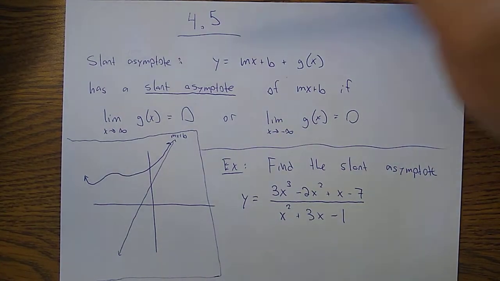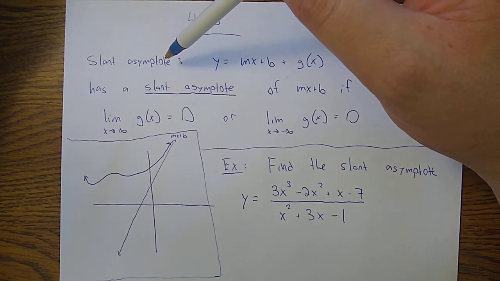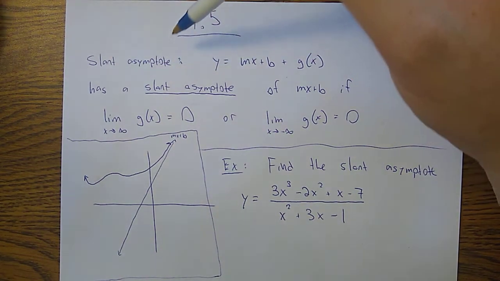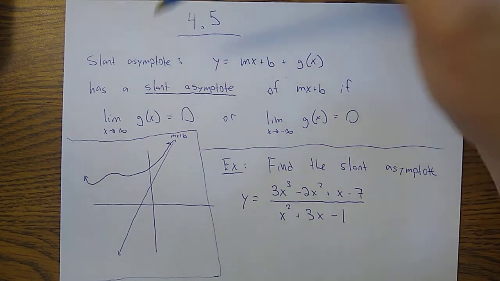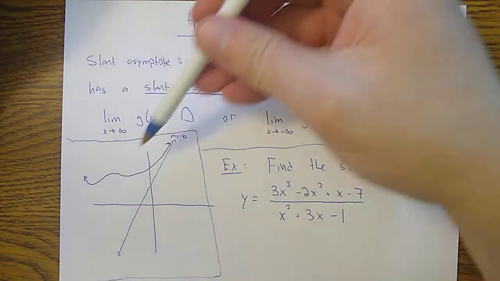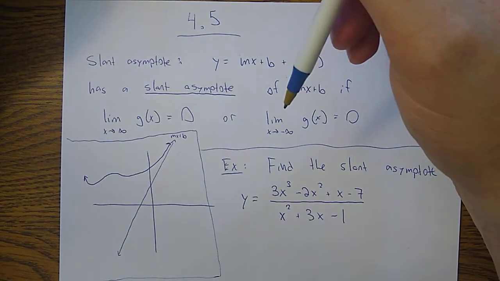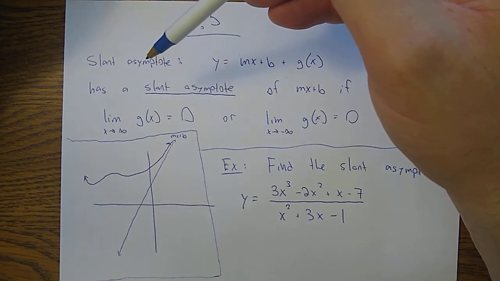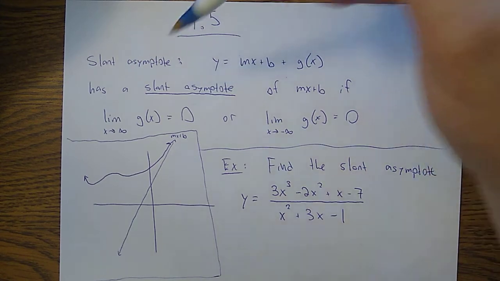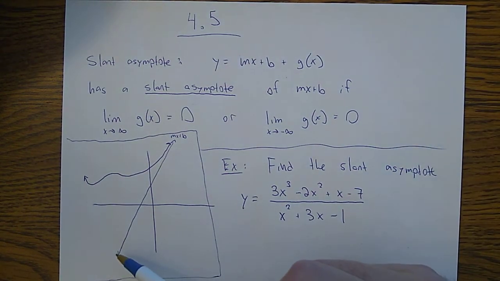So, we've talked about vertical asymptotes and horizontal asymptotes, which are just lines that are either vertical or horizontal, depending on what type of asymptote we're talking about. And it's a line that is approached by the graph. So what we're going to talk about now is a slant asymptote, which is the same thing, except it doesn't have to be vertical or horizontal anymore. It can be any line.